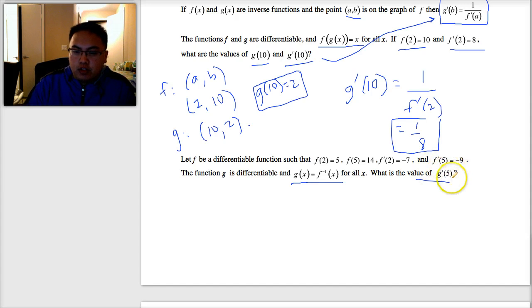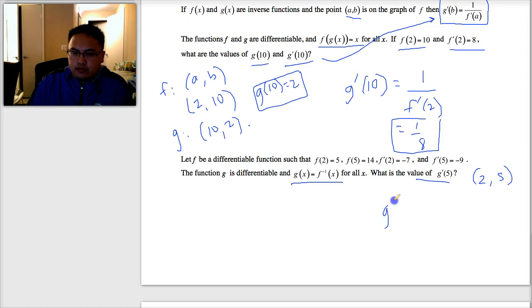So if I want to know g prime 5, in my formula, would you agree that b is 5? Here's the formula, g prime b. I'm looking for g prime 5. b is 5. I need to know what a is. So what I'm looking for is, in my f function, when is my y-coordinate 5? And I see it given here. See how it says f of 2 equals 5? So if b is 5, that must mean that a is 2. So let's plug this into the formula.